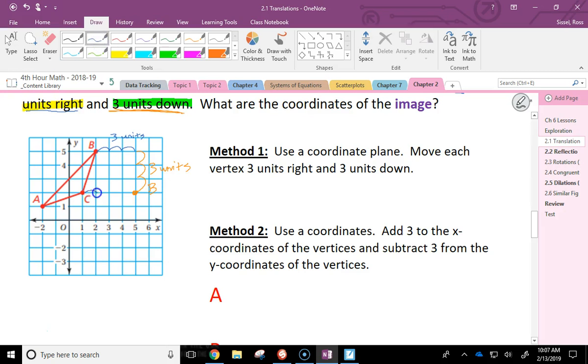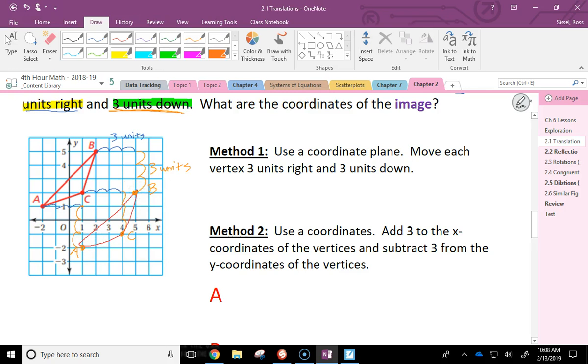So C, I'm going to go 1, 2, 3. 1, 2, 3. That is point C. For A, 1, 2, 3. 1, 2, 3. And with that, now I can connect my dots.